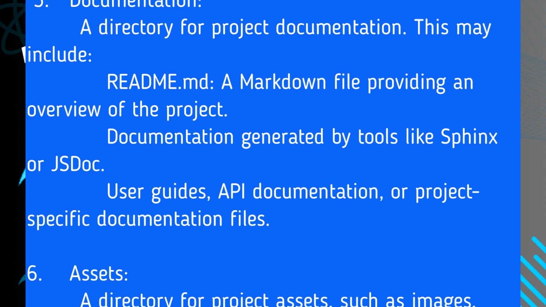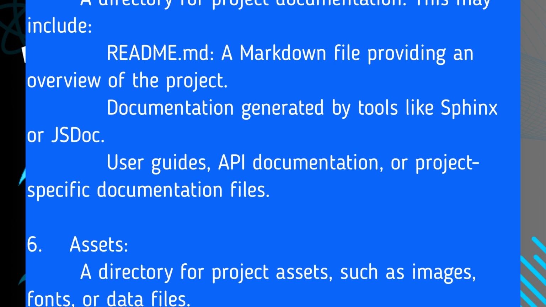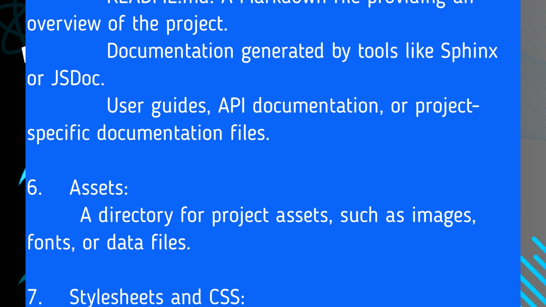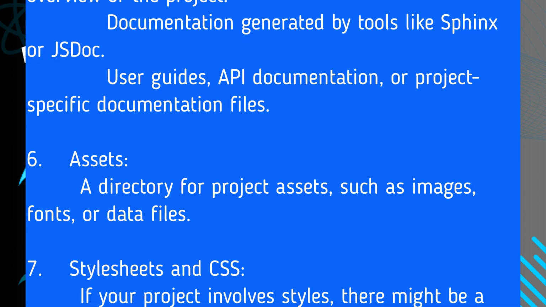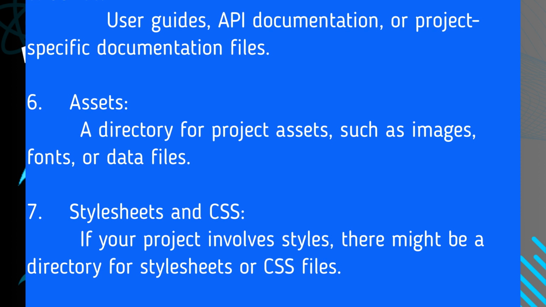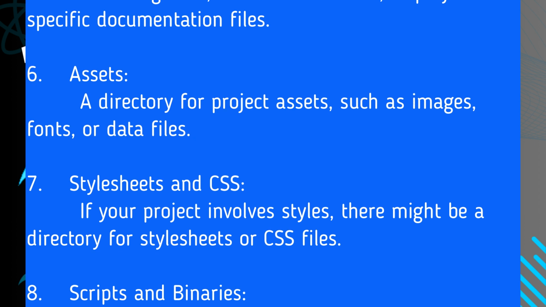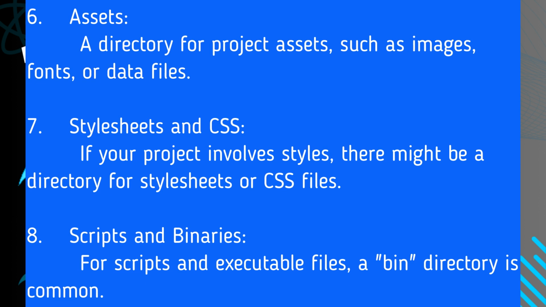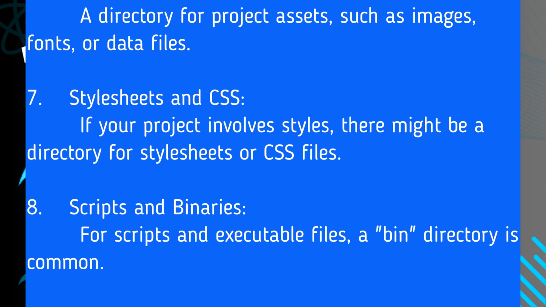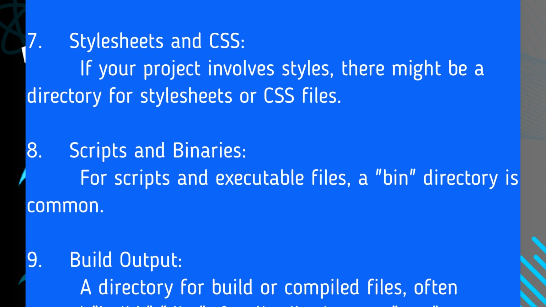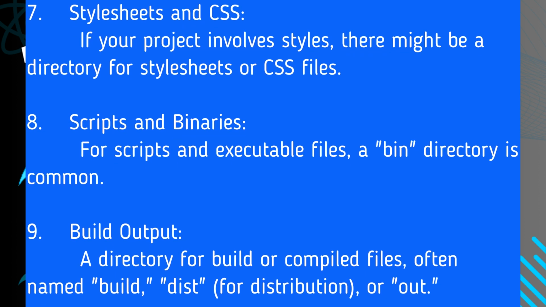6. Assets. A directory for project assets, such as images, fonts, or data files. 7. Style sheets and CSS. If your project involves styles, there might be a directory for style sheets or CSS files. 8. Scripts and binaries. For scripts and executable files, a bin directory is common. 9. Build output. A directory for build or compiled files, often named build, dist for distribution, or out.